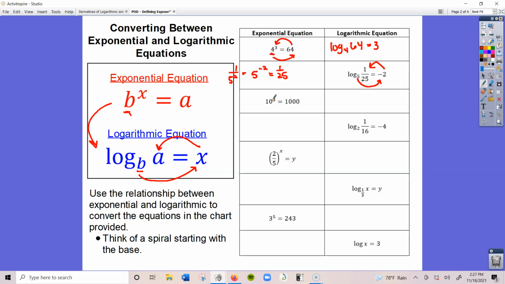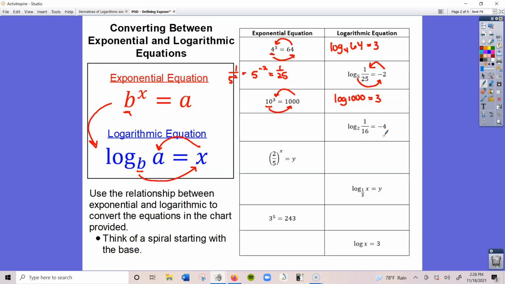Now here we have the exponential equation 10 to the third is equal to 1,000. My base is 10. When you're writing your logarithmic equation, if the base is 10, we don't need to write the base because that's implied when you just use log. You only write the base if it's another number. So I don't need to write my base there. It's implied that it's 10. So it's the log of 1,000 is equal to 3.